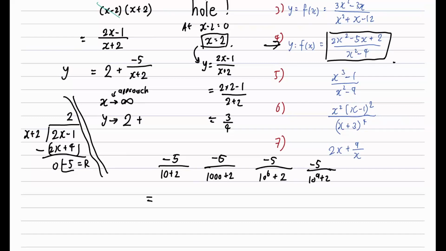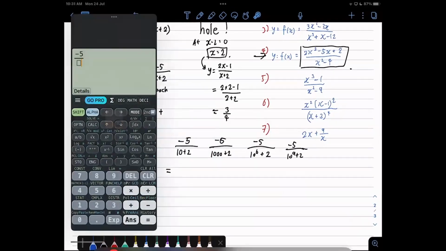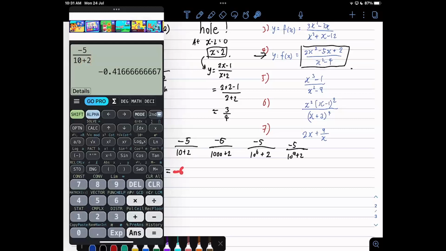Let's just show it at least one time. Is my calculator showing in fraction? Oops, I need to change this. Okay, let me try again. Yep, I think it should be showing now. So we get -0.416. Then the next one will be changed to 1,000. What happens? -0.00499. Then the next one, what happens? Very, very small. So this one, 10 to the power of 6, 1 million plus 2. It's -0.0000049. So it's very, very close to 0.